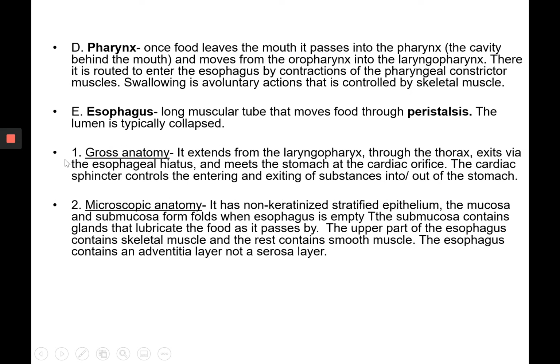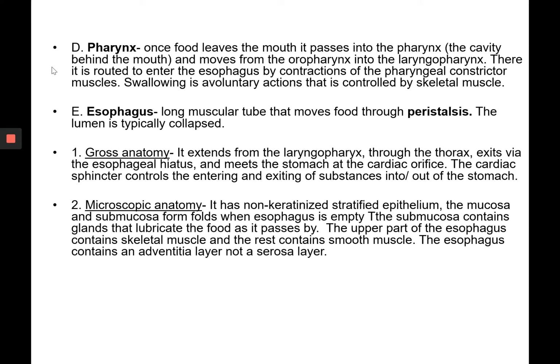Let's briefly talk about the pharynx. The pharynx is your throat, and it's a cavity both behind your mouth and behind your larynx. It actually has three parts, but the parts that are involved in the digestive system are just the oropharynx and laryngopharynx. And this is where food is routed before it's routed into the esophagus. The tissue that we find in the mucosa of the pharynx is also stratified squamous epithelium for the oropharynx and laryngopharynx. The esophagus is also a long muscular tube.